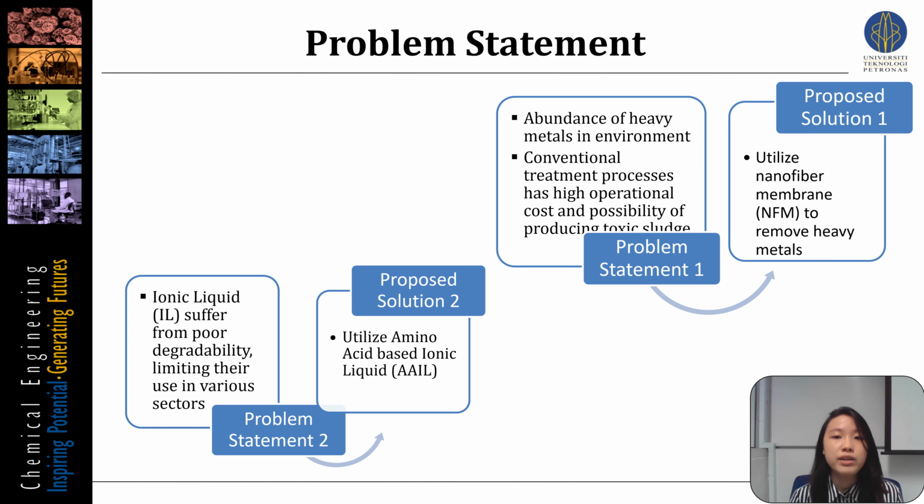Besides that, conventional ways to remove heavy metals have their own fair share of disadvantages, such as cost-consuming, and they also have the possibility of generating secondary waste. For instance, just now I mentioned chemical precipitation and coagulation methods. They both have a similar disadvantage, which is the production of sludge, which requires additional cost to treat or remove them after the process. Thus, my proposed solution is to use nanofiber membrane to remove heavy metals.